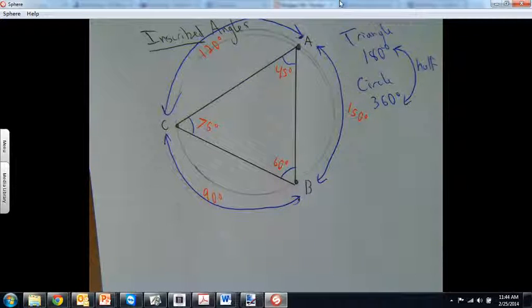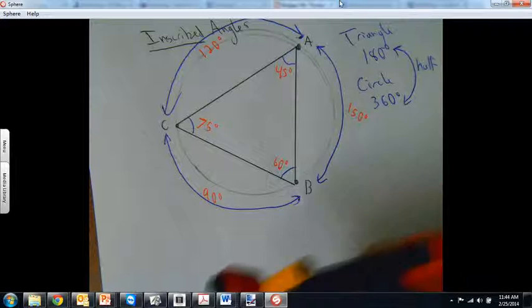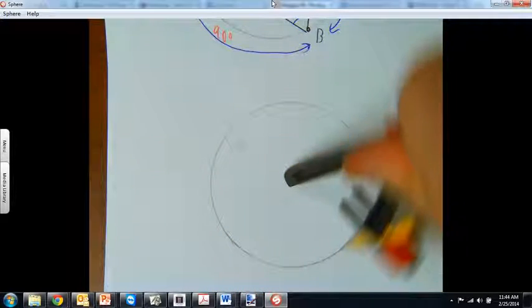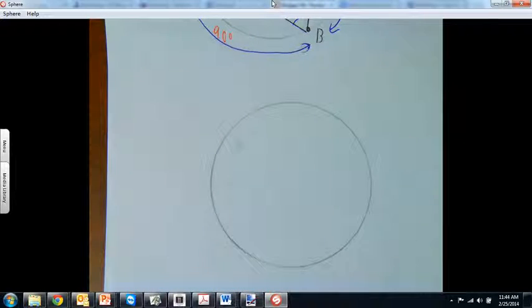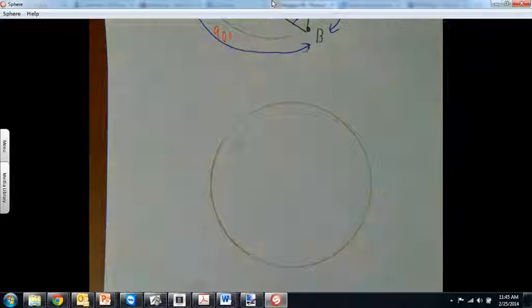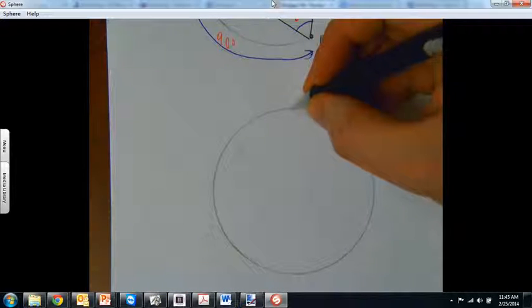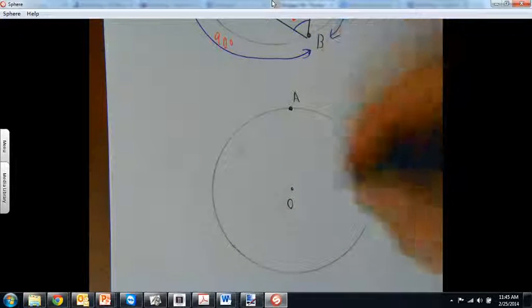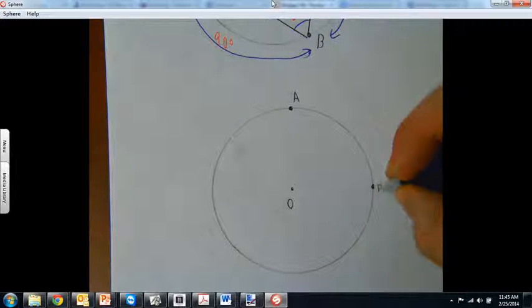Now, let's look at how the inscribed angles compare to central angles. So I'm going to construct another circle. Now that I have a working compass, that shouldn't mess up on me. There's the circle. Now, this time, I'm going to actually pick points very specifically. We're going to call the center O. We have A on the edge, and I'm going to put a B on the edge right there.